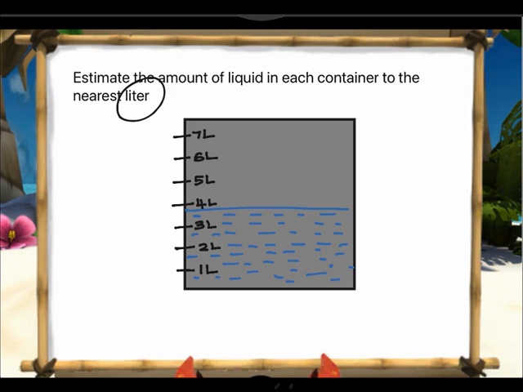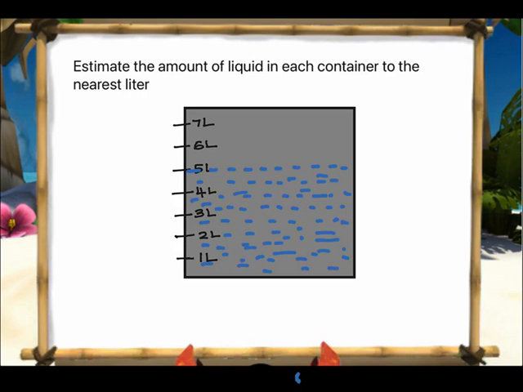liquid. Let me show you another example of a container containing liquid. If you see this container, it has liquid which is exactly at 5 liters. So this is exactly at 5 liters. Okay? Let me show you one more example.